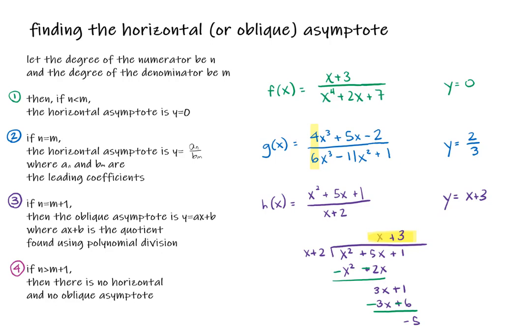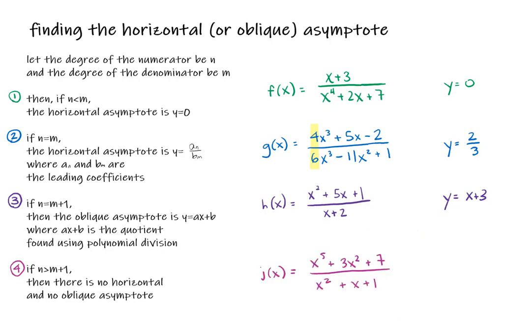Remember, you're just taking the answer, the quotient from the division, and you're putting it in the equation y equals x plus 3. If my numerator's degree is greater than the denominator's degree by 2 or more, like in rule 4: if it's greater by 1, then we follow example 3, but if it's greater by more than 1, so in this case, we have x to the 5th over x squared. That's greater by 3 degrees. So this applies. We're not going to have any horizontal asymptote, nor are we going to have an oblique asymptote.